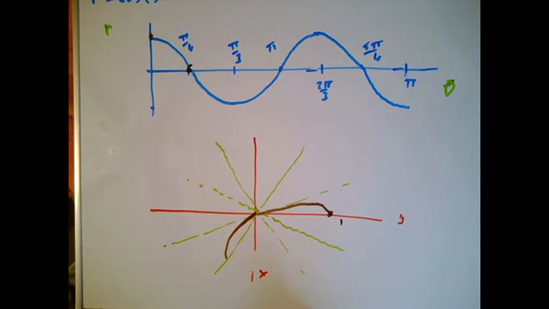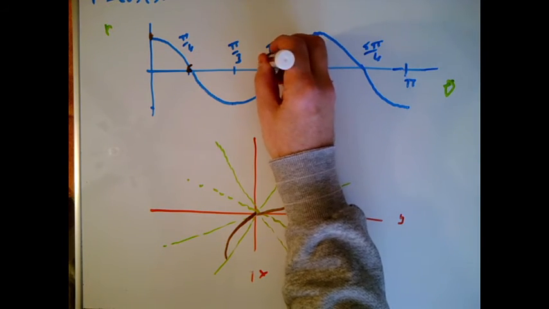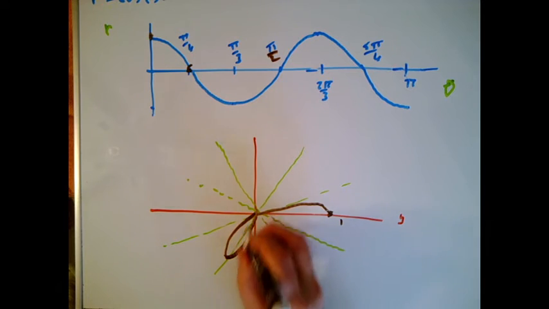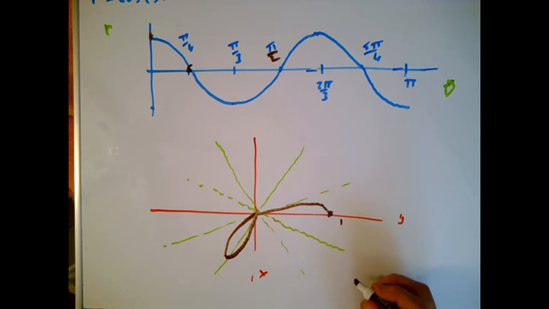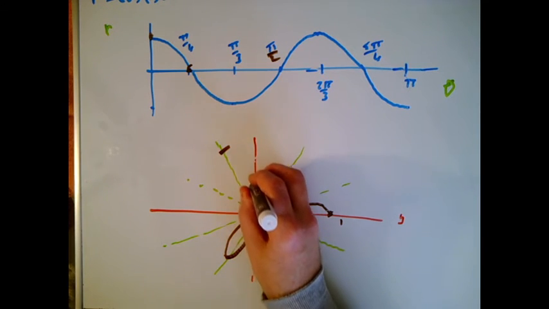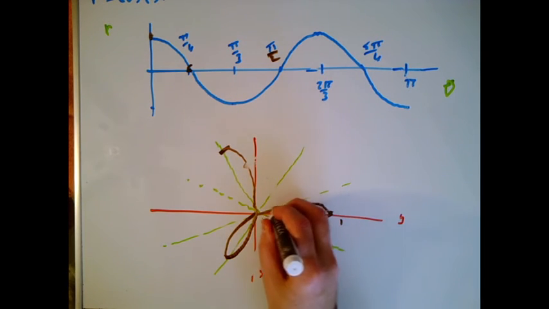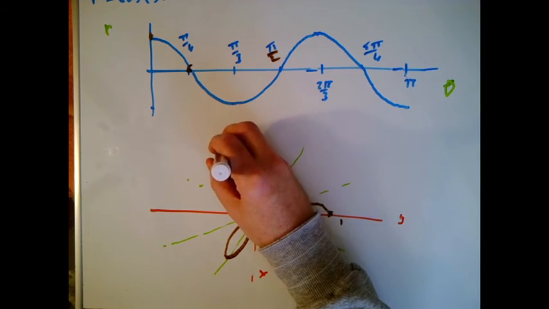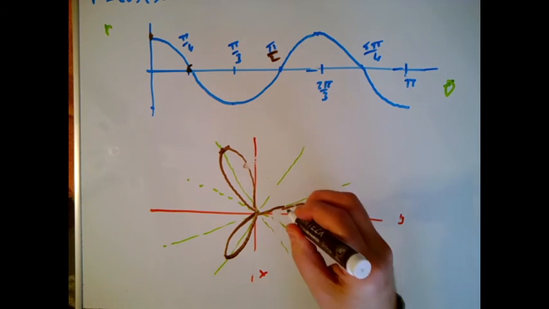And then between pi over 3, this is pi over 2. And at pi over 2, it goes back to 0. So it looks like that. Between pi over 2 and 2 pi over 3, it gets bigger and bigger until it hits that point. So I'm just going to draw that like that, ruining other parts of my graph. Between 2 pi over 3 and 5 pi over 6, it gets smaller and smaller until r is 0. So it's just again smaller and smaller like that.